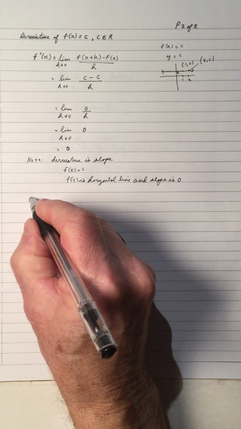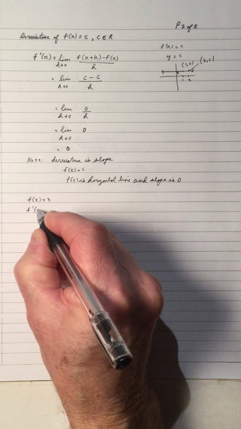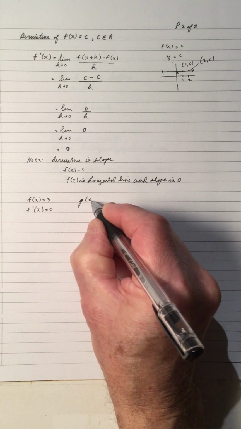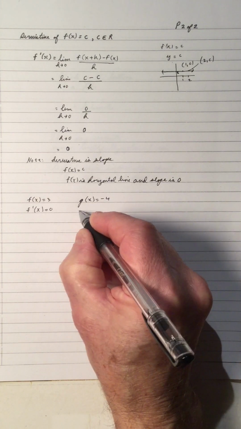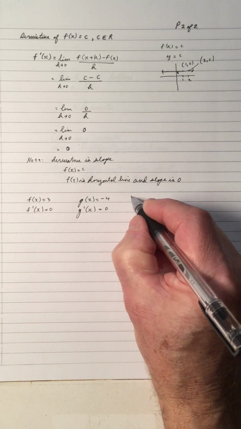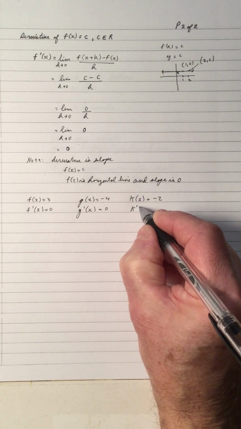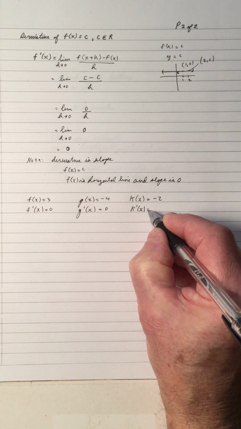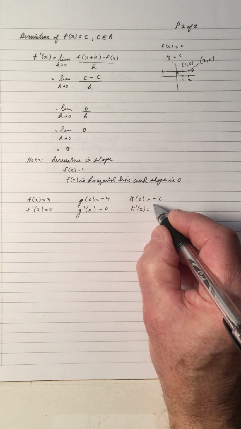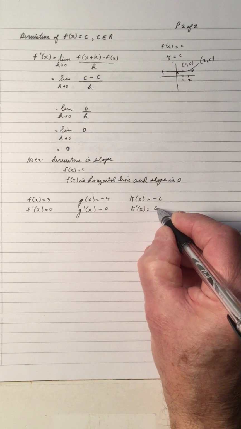So let's look at some examples. Let's say f(x) = 3. Then the derivative, f prime, is equal to 0. If g(x) = -4, then its derivative, g prime, is 0. If k(x) is equal to -2, then the derivative of that horizontal line at -2, it's a horizontal line, the derivative is 0.